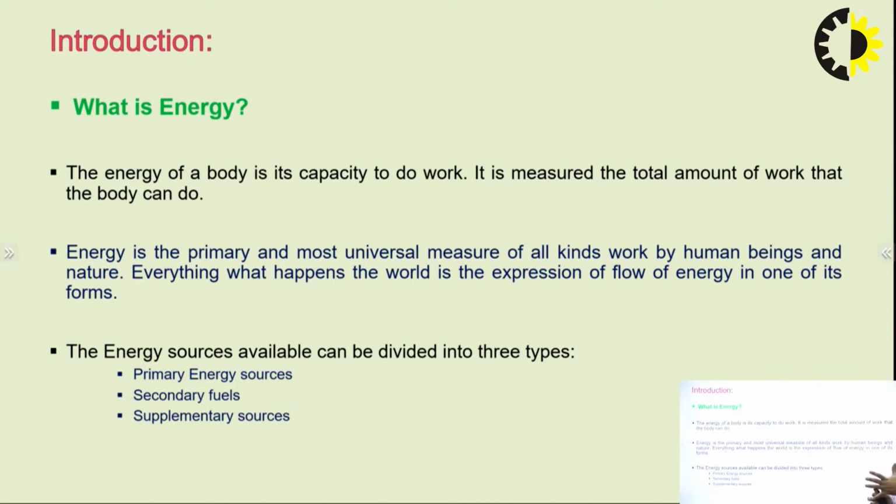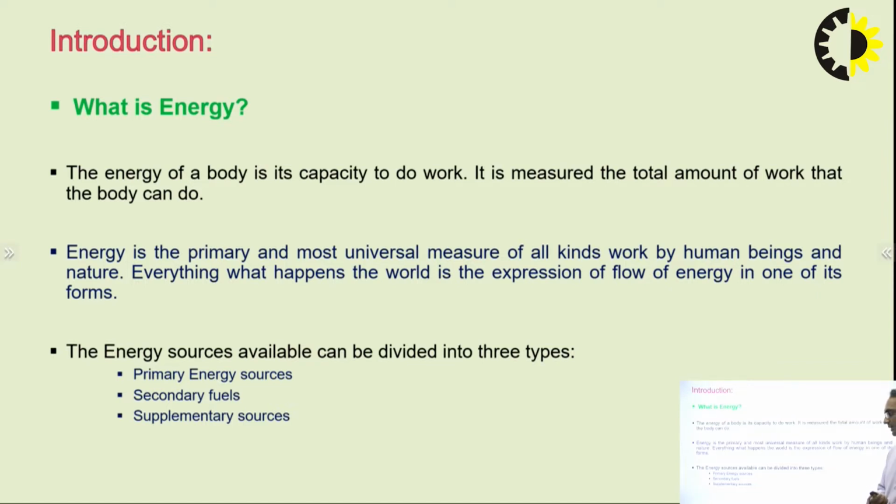Means energy gets converted, that is, chemical energy gets converted into mechanical energy to produce some results. Everything which happens in this country or in this world is due to the conversion or the flow of energy from one form to another form. So the energy sources available can be divided into 3 types.